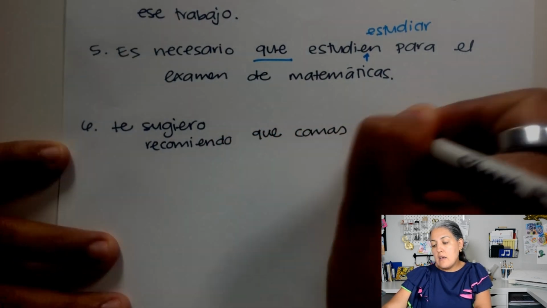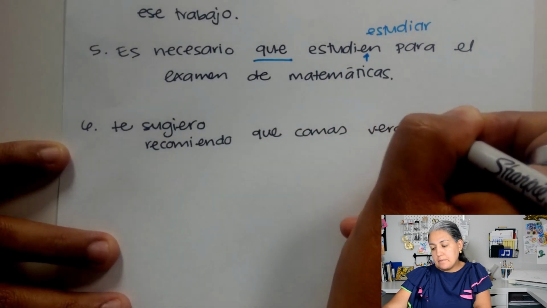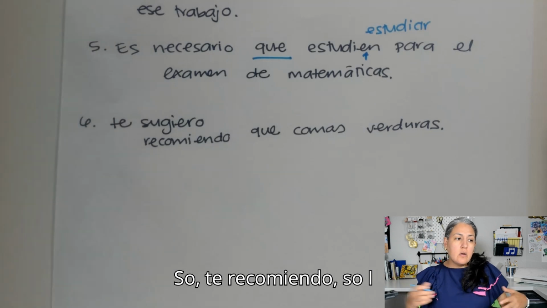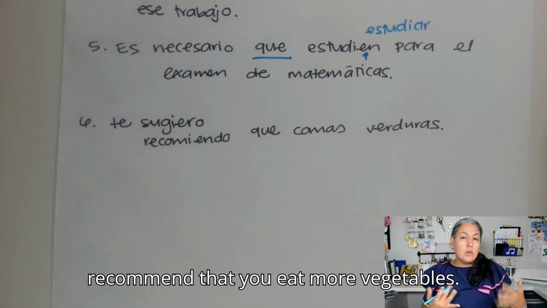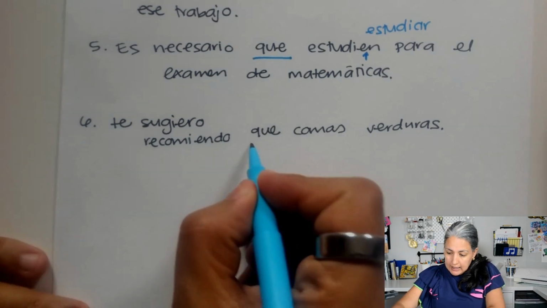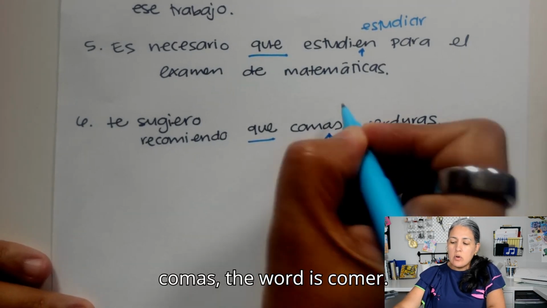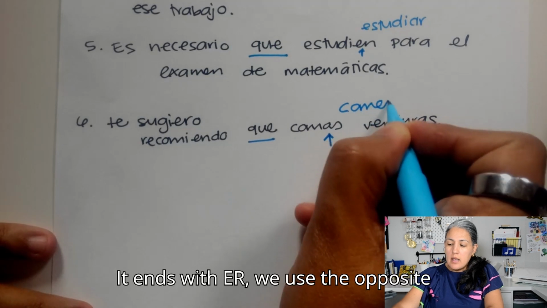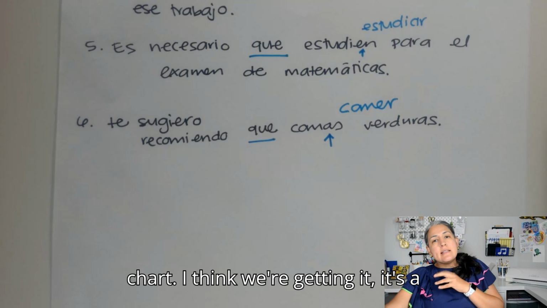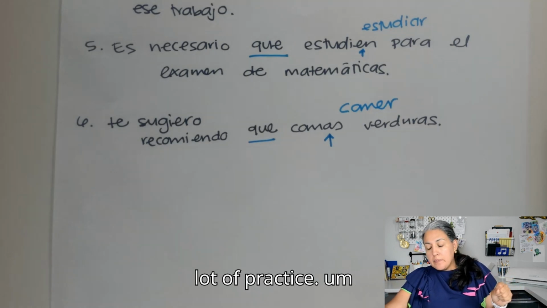comas verduras. So, te recomiendo. So, I recommend that you eat more vegetables. Te recomiendo, important word, que comas. The word is comer. It ends with ER. We use the opposite chart. I think we're getting it. It's a lot of practice.